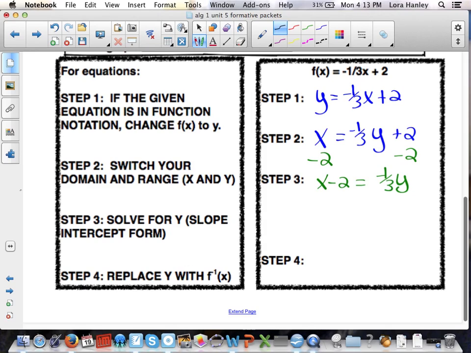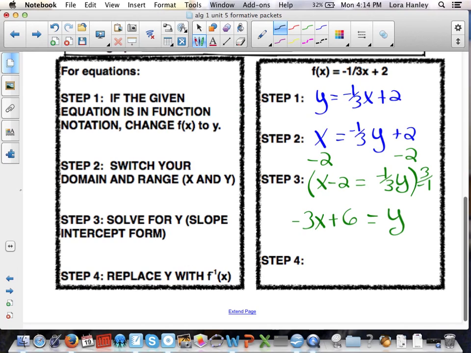negative 1/3 y. I want to get rid of the negative 1/3 because I need just y equals. So I'm going to multiply all the way through by a reciprocal, 3 over negative 1. That creates negative 3x plus 6 on the left, and it's equal to positive y on the right. So negative 1/3 times negative 3, those cancel each other out and just become 1y.